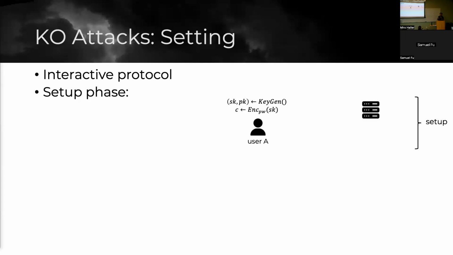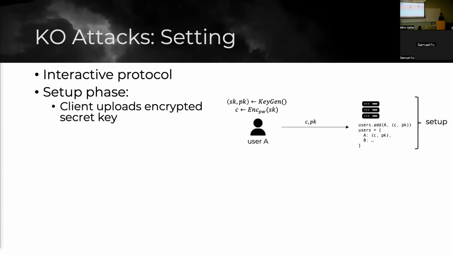But for now, let's assume there's asymmetric cryptography used. So the client generates a secret key and a public key, and then encrypts the secret key under a password. You maybe wonder why would someone do that, but we'll see in the applications afterwards that there are actually good reasons for doing this. And so after encrypting the secret key with the password, the client uploads the public key and this encrypted secret key to the server. The server stores this for the user.